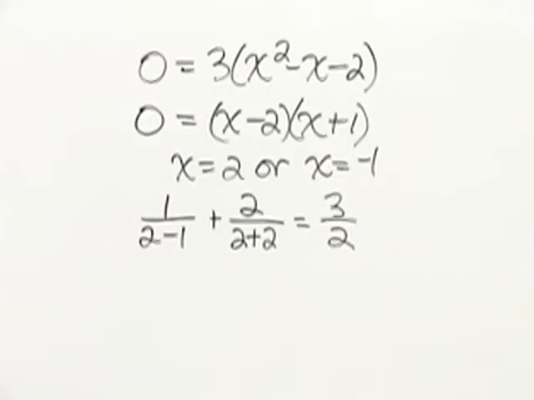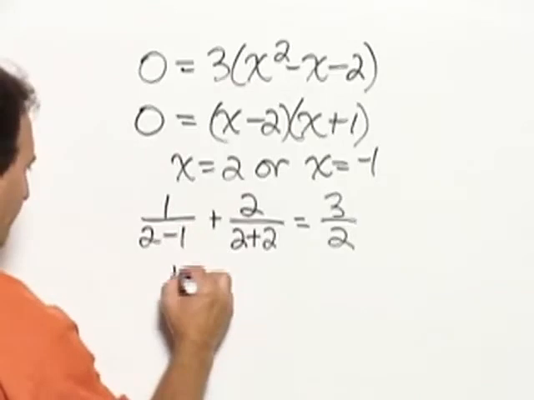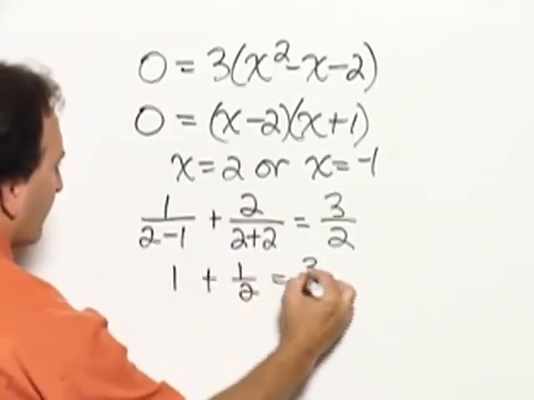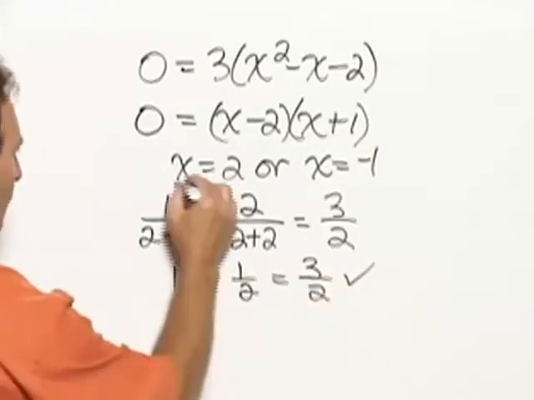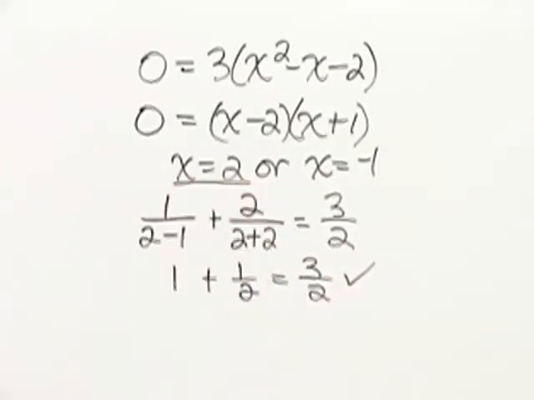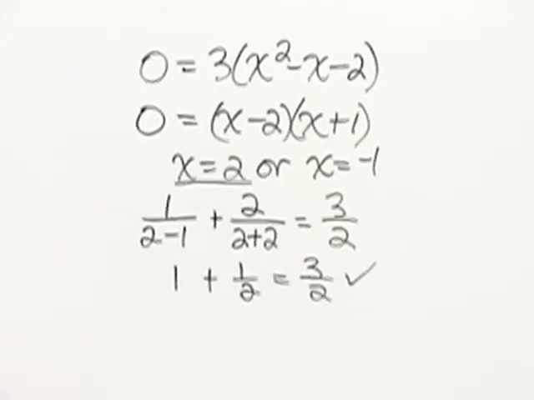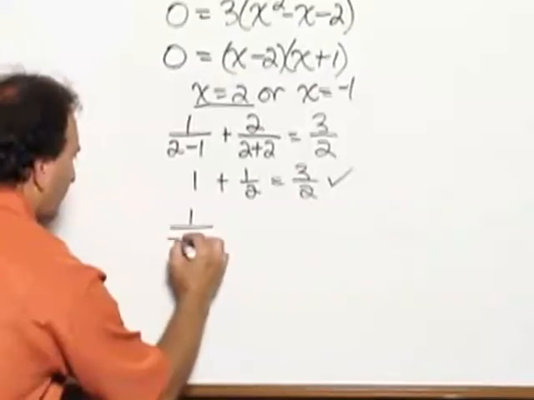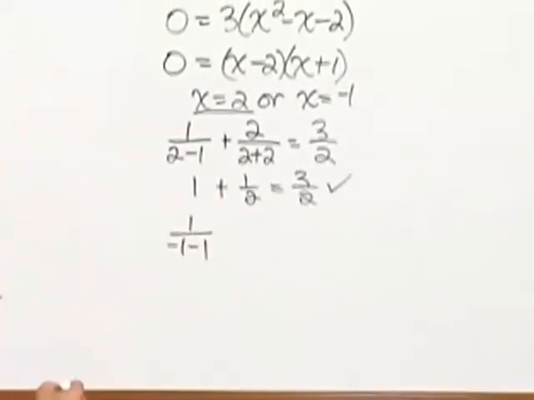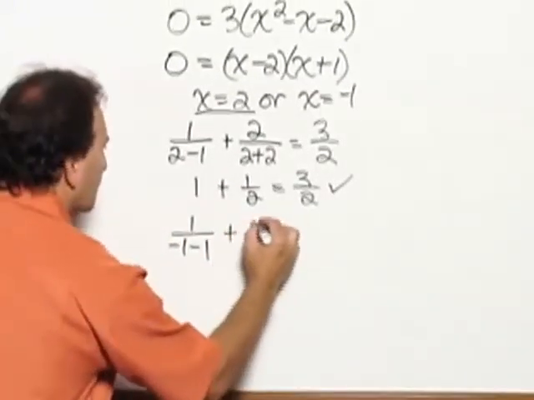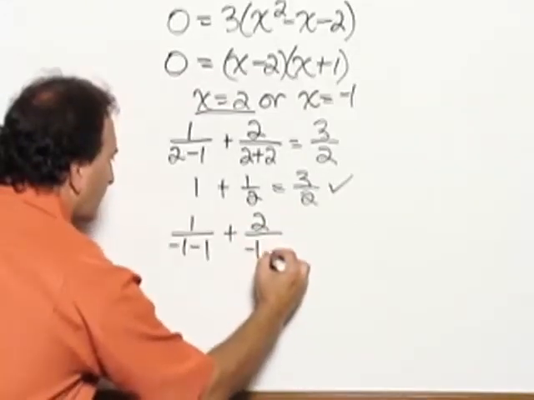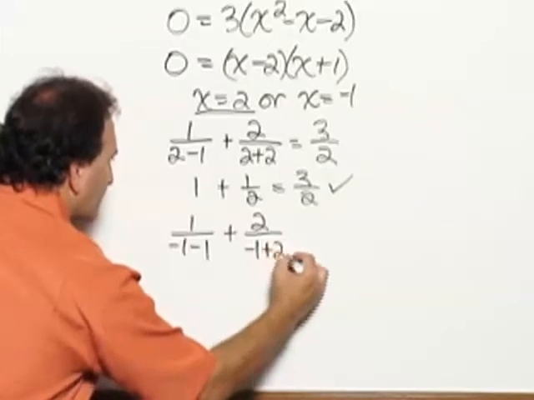Well, in the first fraction, we have 1 over 2 minus 1. That's equal to 1. Plus 2 over 4, which is equal to 1/2. That equals 3 halves. So x equals 2 checks. Now let's check x equals negative 1. It's 1 over x minus 1, so that's 1 over negative 1 minus 1. Plus 2 over x plus 2, so that's 2 over minus 1 plus 2.